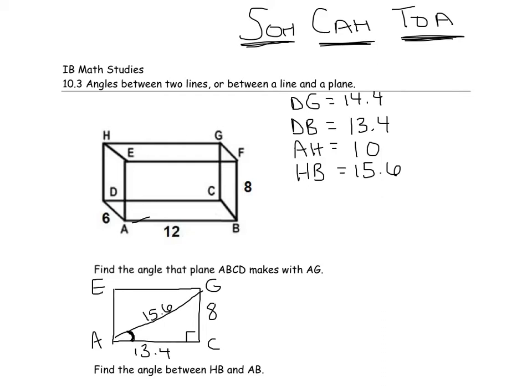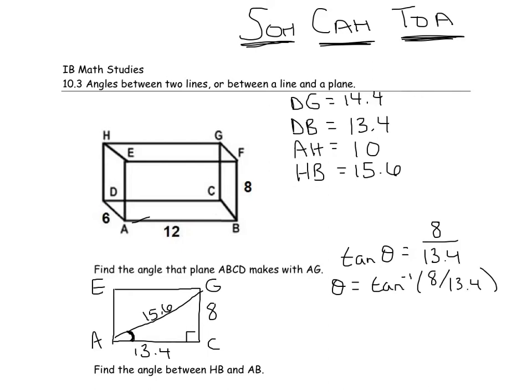You could use any of your trig functions. Tangent's a pretty easy one. Tangent is opposite over adjacent. So tangent of that angle would be the opposite side, which if I look at the angle, the opposite would be going that way, and adjacent is next door. So that would be the tangent of the angle equals 8 over 13.4. Now how do you undo it to find the angle? Well, you're going to do the inverse tangent. So second tangent of 8 divided by 13.4.